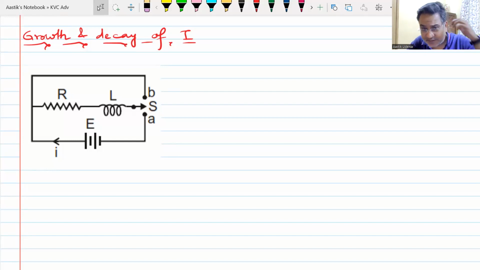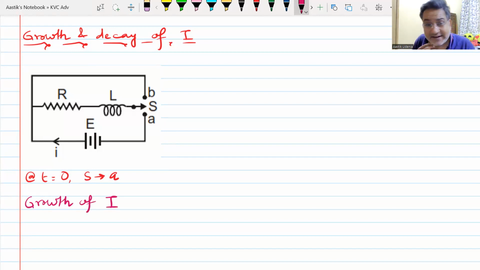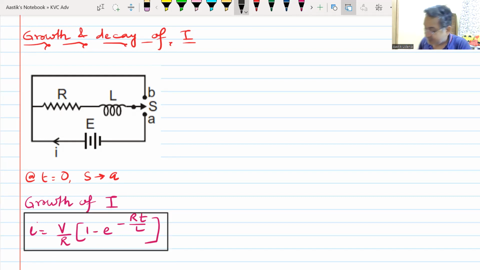Now that takes us to the period between 0 and infinity. What will happen between 0 and infinity? The current will grow. So now let us put, at time t equal to 0, you have a switch. The switch is put to position number A. When the switch is put to position A, what will happen will be the growth of current. And current will slowly try to increase. If I write the current as a function of time, I can be written as V by R into 1 minus e to the power minus Rt by L. This is the formula that will come after we solve it, I as a function of time.